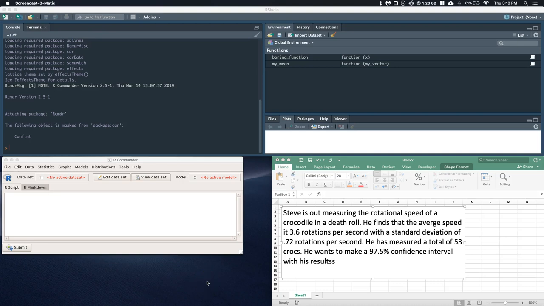Okay, you guys, let's go ahead and do another example with our confidence intervals. So let's look at this little example. It says Steve is out measuring the rotational speed of a crocodile in a death roll. He finds that the average speed is 3.6 rotations per second with a standard deviation of 0.72 rotations per second. He has measured a total of 53 crocs, and he wants to make a 97.5% confidence interval with his results.